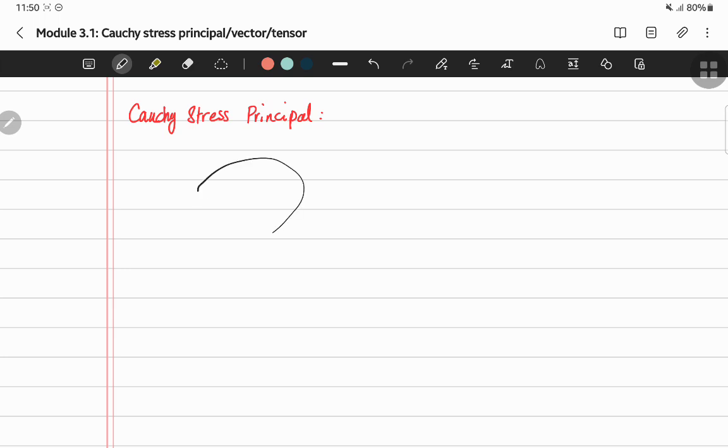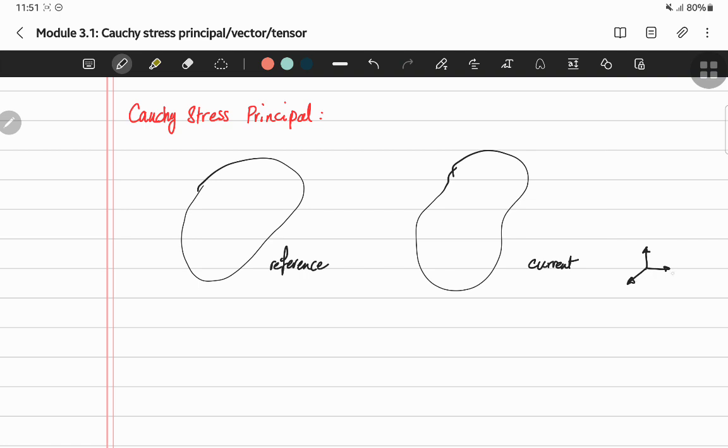So suppose you have a potato shape like this in the reference configuration. And in the deformed configuration, or let's say current configuration, you have this potato shape again. So this is the reference and this is your current configuration. And here you have, let's say, x1, x2, and x3, the Cartesian coordinate system or your coordinate system here. All right.